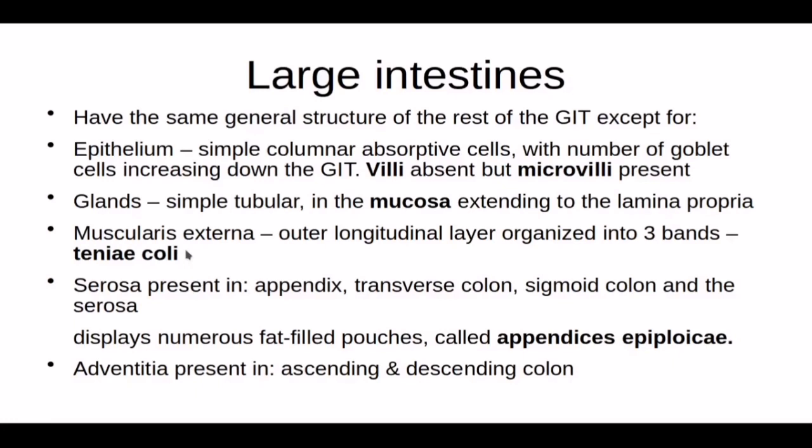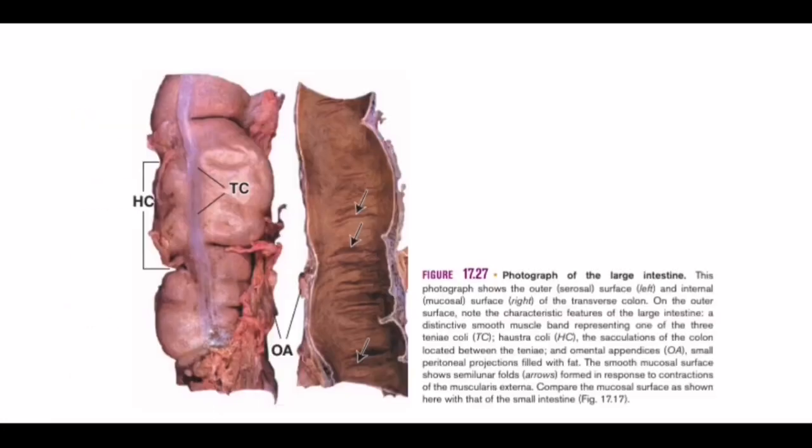Right. For the muscularis externa, the inner circular layer, right, we have an outer longitudinal layer, but the outer longitudinal layer now is organized into three bands, which we actually refer to as the tenia coli. All right. The serosa is present in intraperitoneal portions of the large intestines. For example, the appendix, the transverse colon, the sigmoid colon. All right. The serosa, when you look at the large intestines, displays numerous fat-filled pouches, which we refer to as the appendices epiploicae. Then adventitia is present in ascending and descending colon.